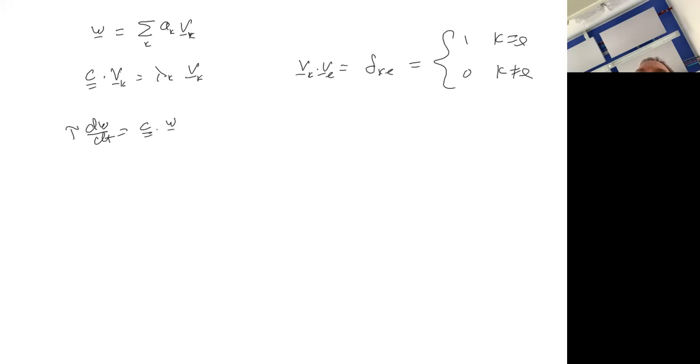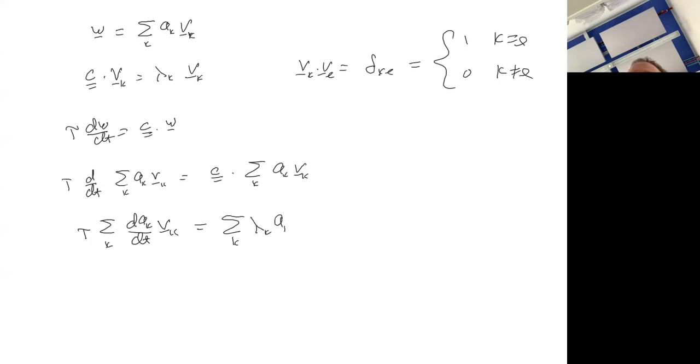We take w and stick it in there. We have tau d/dt of the sum over k of a_k v_k equals C dot the sum over k of a_k v_k. But remember, C dot v_k is lambda_k v_k, and d/dt can be taken inside. So this becomes the sum over k of da_k/dt times v_k equals the sum over k of lambda_k a_k v_k. Then we just dot this with v_l on both sides, and v_k dot v_l is delta_kl. So this dot product picks out only one of the k's, and we end up getting tau da_l/dt equals lambda_l a_l.